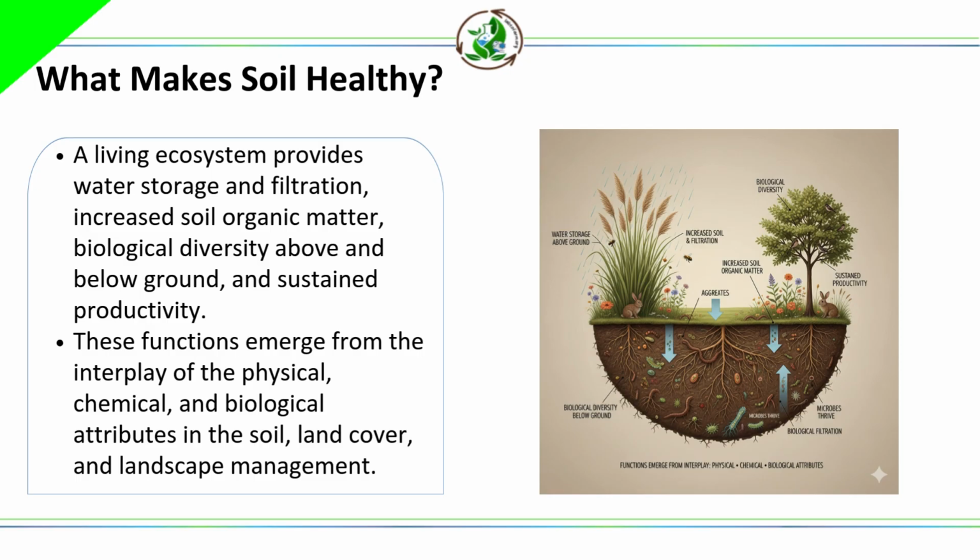These functions come from the combination of soil's physical traits, like texture and structure, its chemistry, like pH and nutrients, and its biology, that includes microbes, fungi, and worms. Land cover and how we manage the land, cover crops, compost, tillage, also influence how well soil does its job. For example, adding compost boosts organic matter, improving several functions at once. Everything in soil interacts. So remember, soil health isn't one thing. It's how the whole system works together to support life.